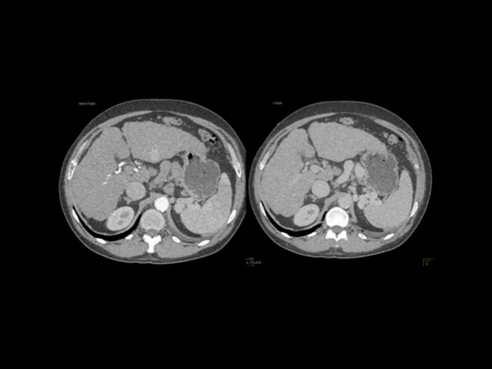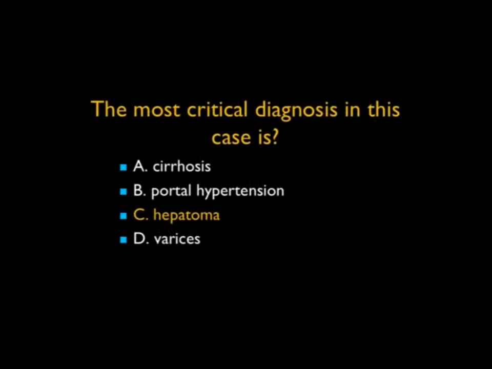But you see that on venous phase imaging, the lesion is gone. So this is a hepatoma. Again, increased incidence of hepatomas in cirrhotic livers. Just a very nice example in that regard.